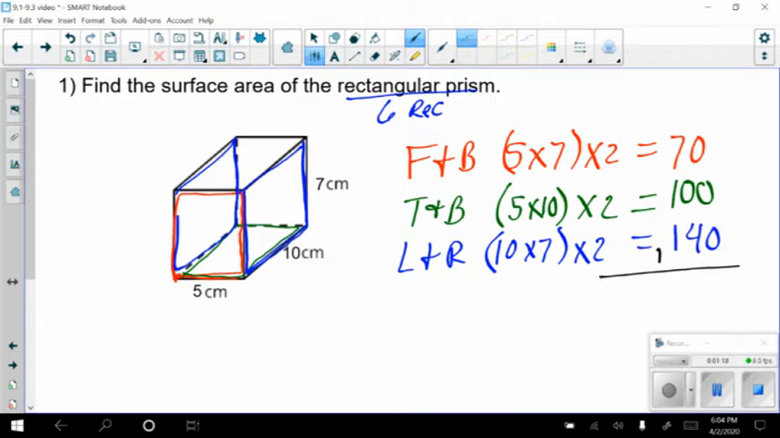All right, surface area is adding all of the areas of the faces. So our total surface area is 310. Our units are centimeters. That would be centimeters squared.